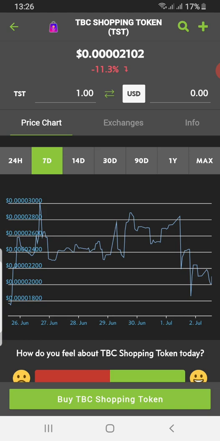So when you minus $1.50 from $25, I should be having about $23.50. So you find out that this margin has to be big enough to accommodate whatever fee I'm going to spend in buying and in selling.